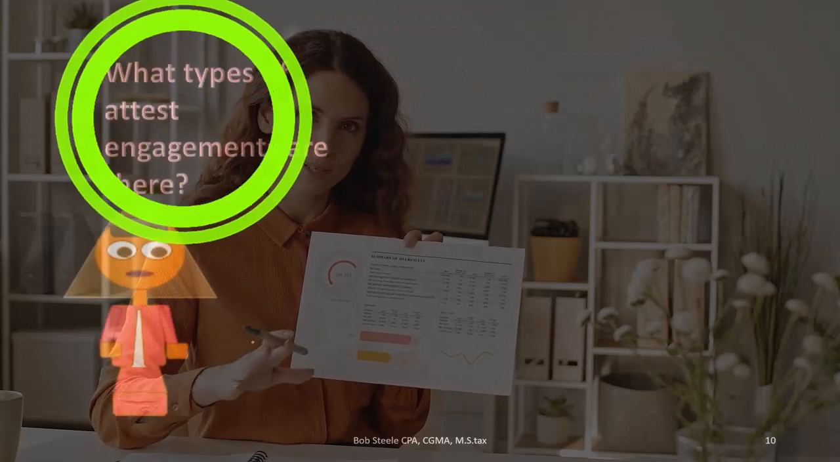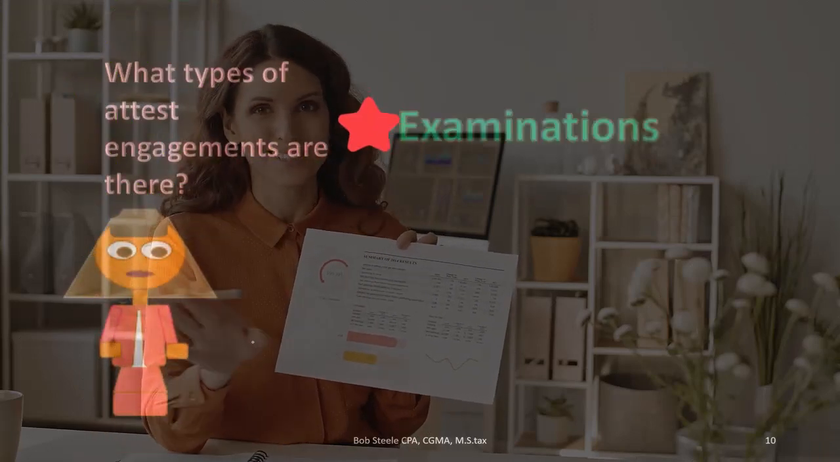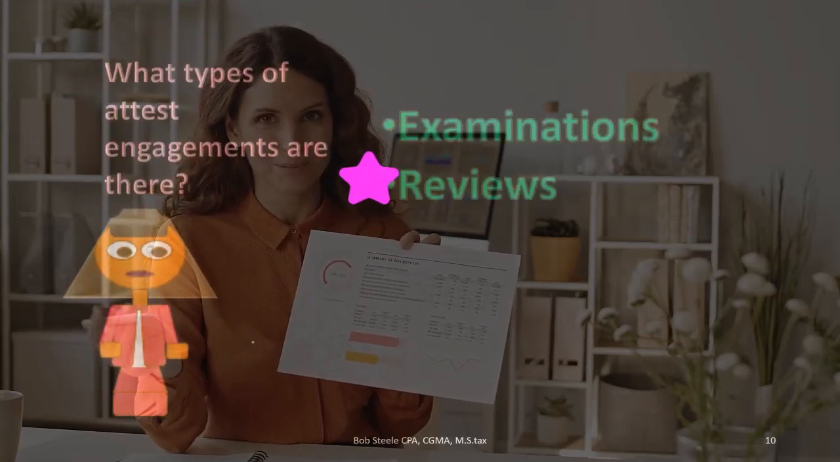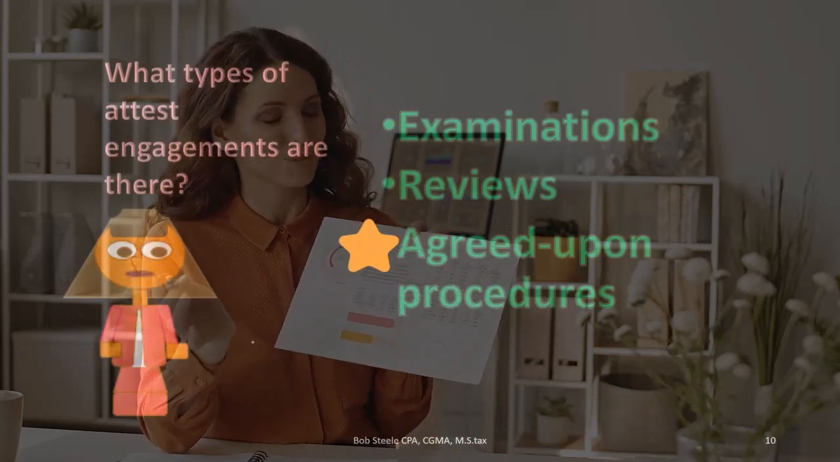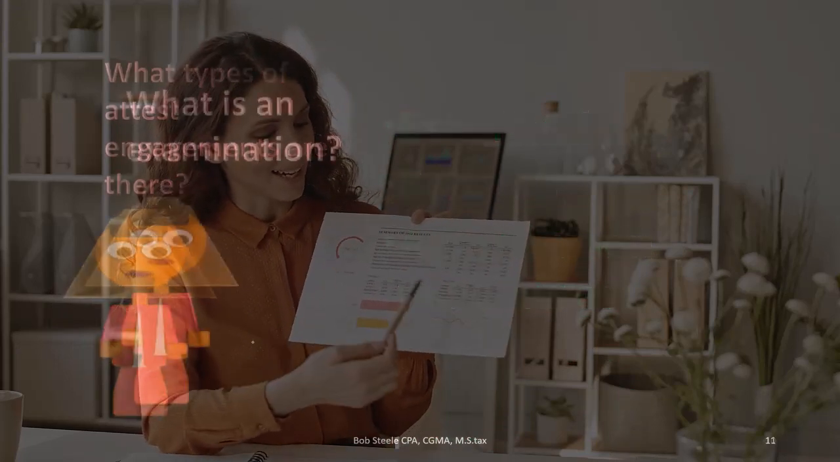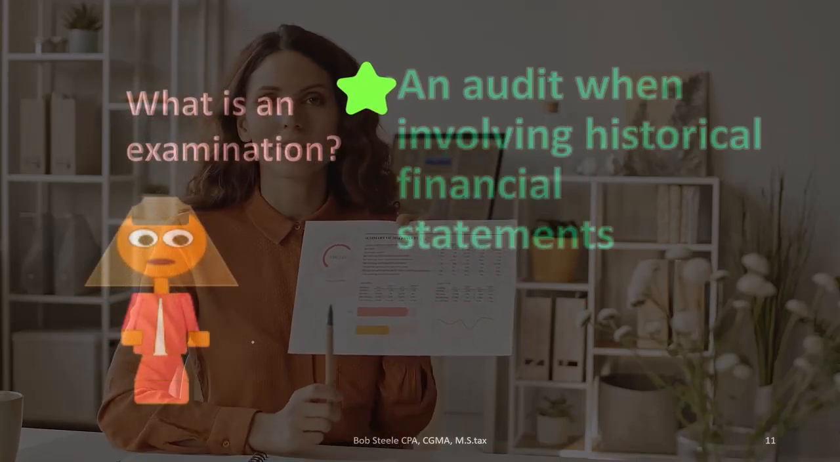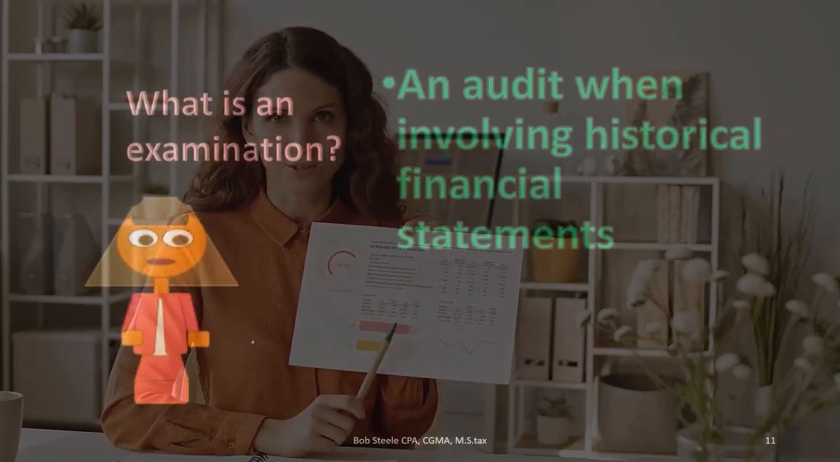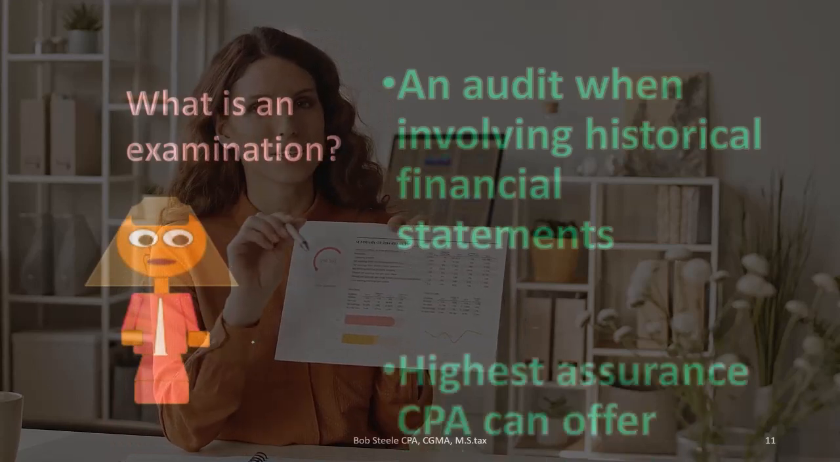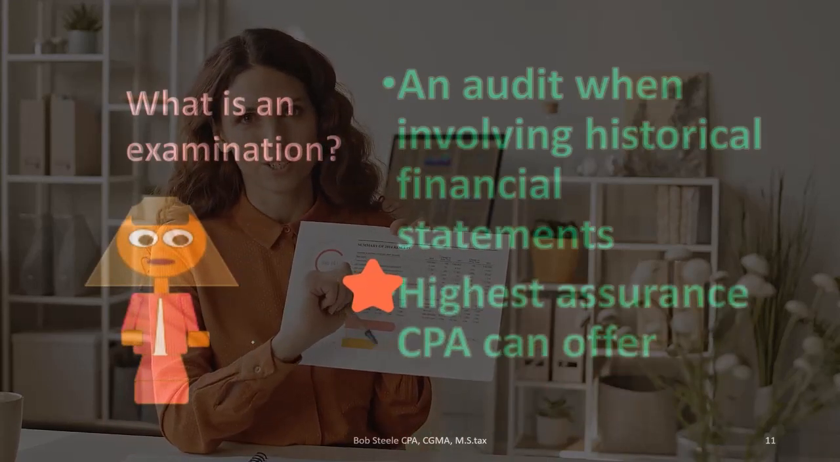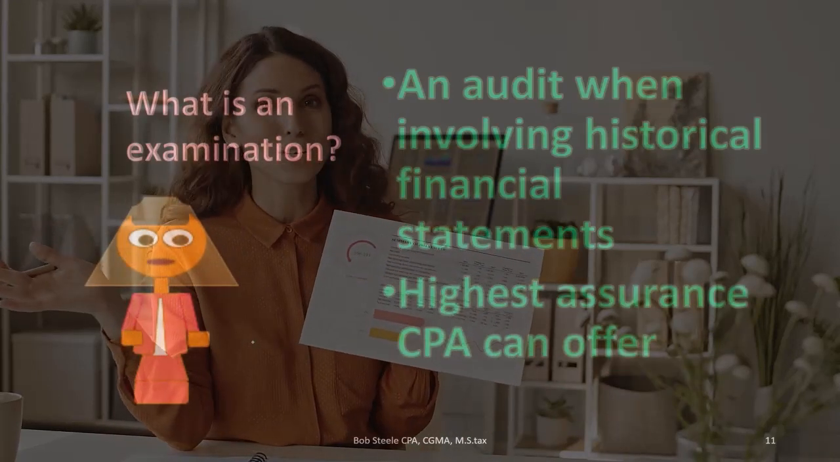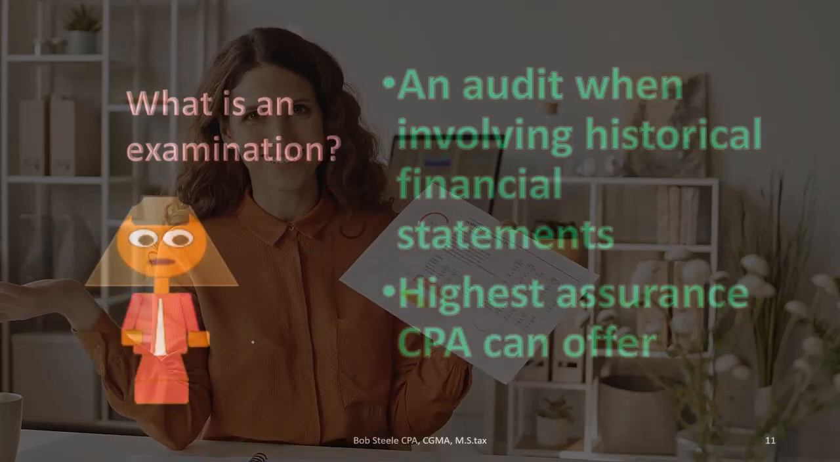So what types of attest engagements are there? There are examinations, reviews, and agreed upon procedures. These are going to be the most common items. What's an examination? Usually that's an audit, an audit involving historical financial statements. So when we think about examinations, we're generally thinking of the audit, and that's the highest assurance a CPA can offer.